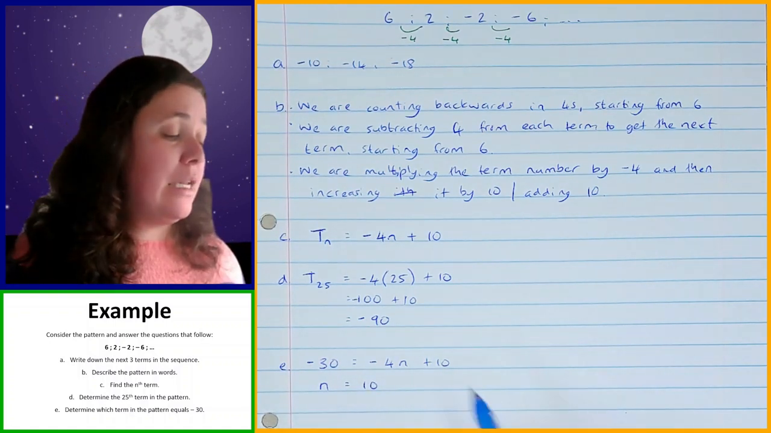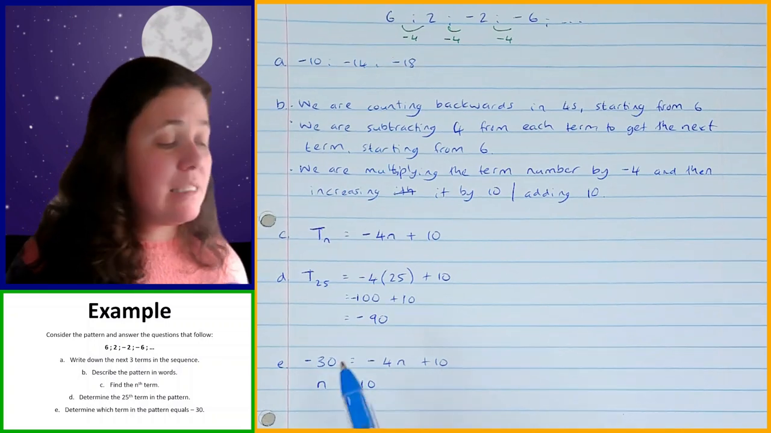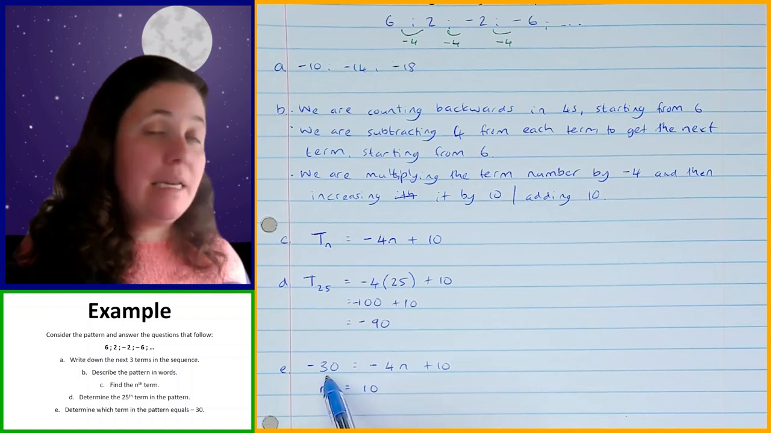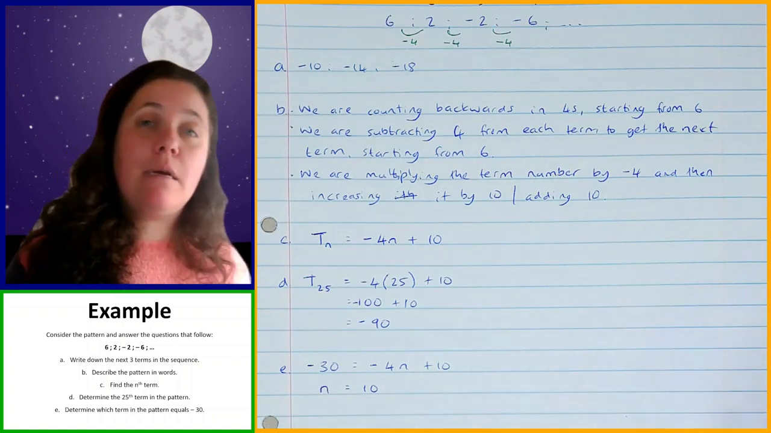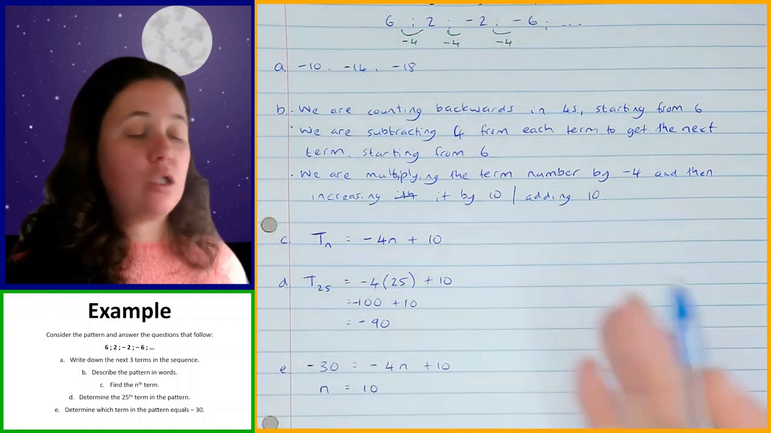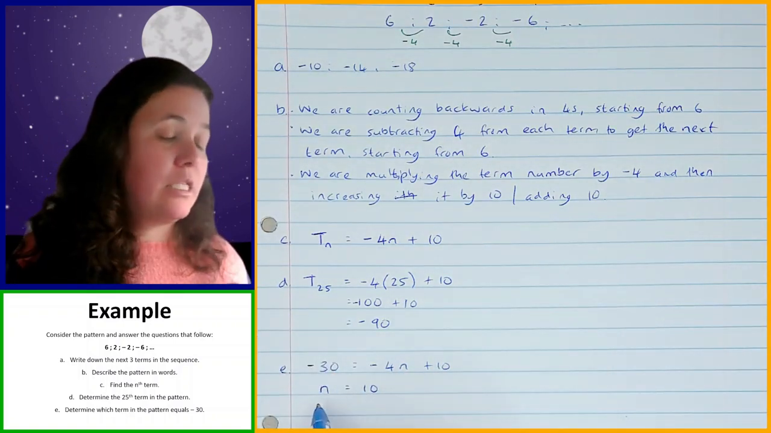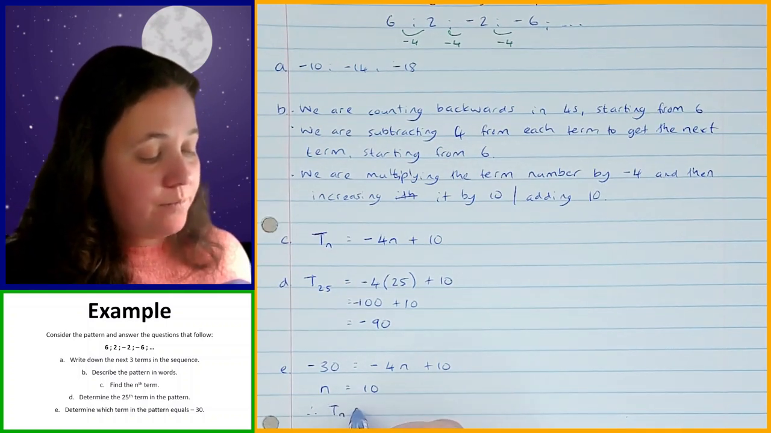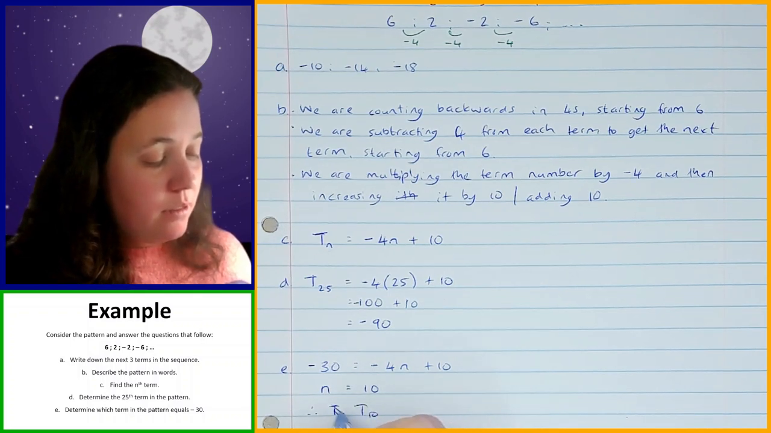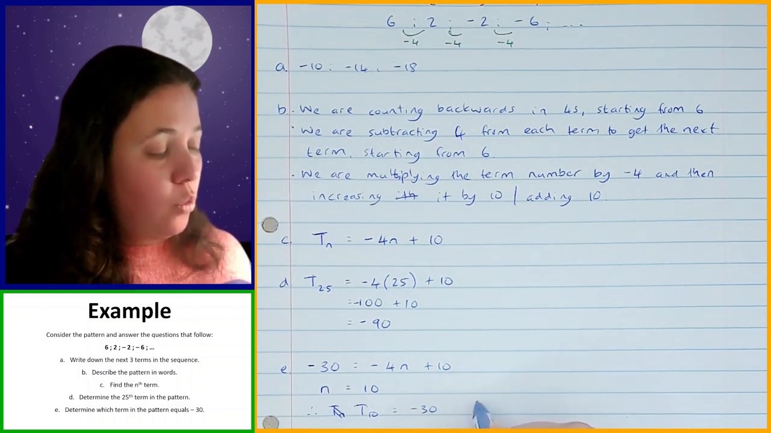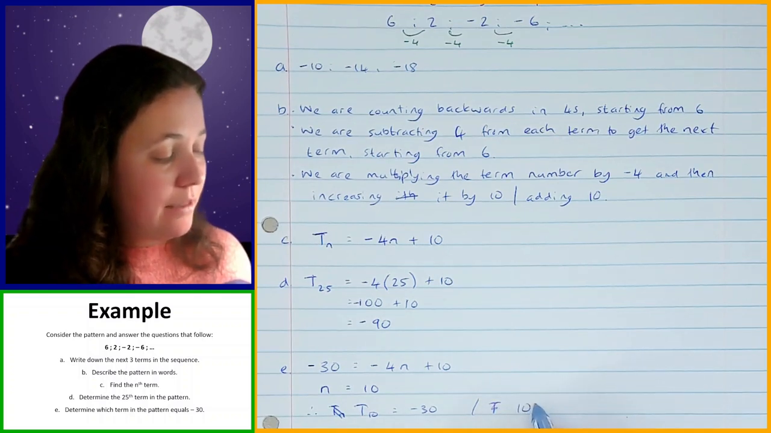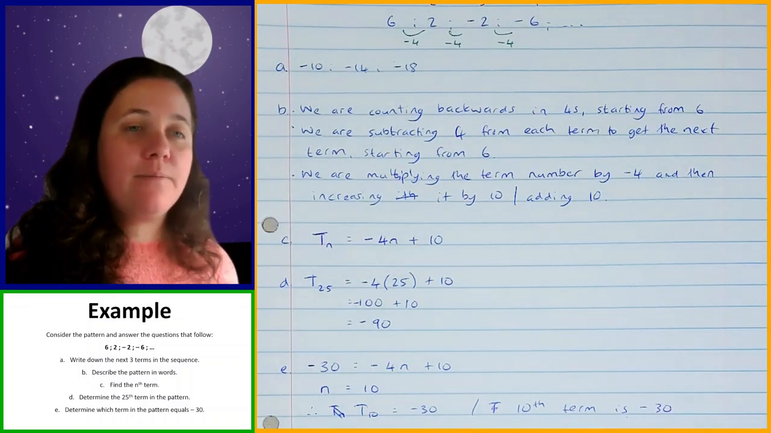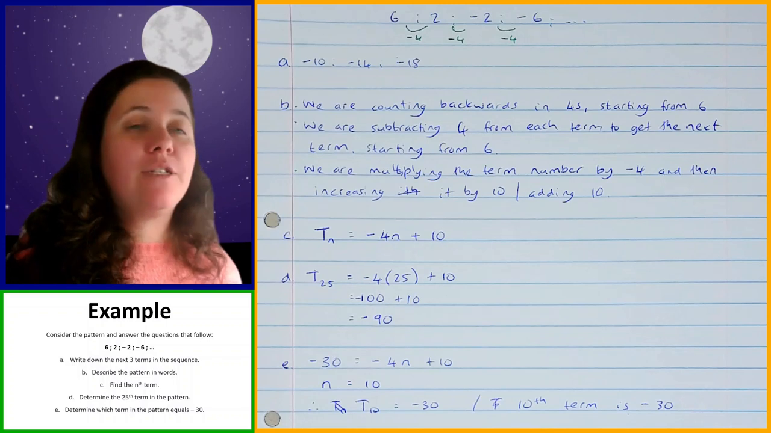Another way of doing it is to use trial and error: I'm going to guess that it's maybe somewhere around the 10 mark, substitute it in, see if I get negative 30, and if I don't, then adjust. Make n one more, or one less, and carry on trying it out until I get to the correct n value. So n is equal to 10, which means that the 10th term is negative 30. So that's what you should get for question E.